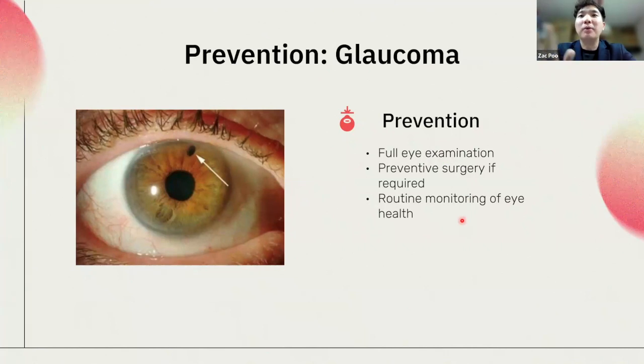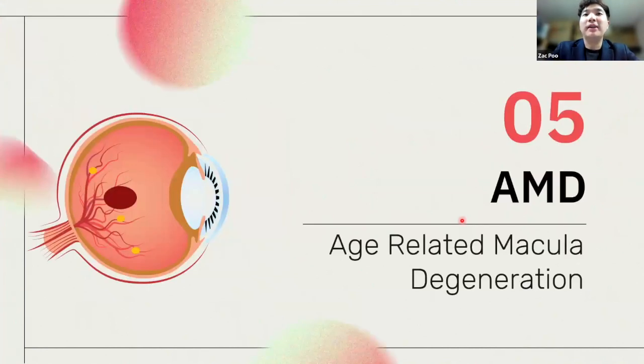But it depends on what kind of glaucoma you may have or the risk that you may have. So you have to have it checked first, of course. And the last one here will be age-related macular degeneration. Previously, glaucoma affects your side vision. Now, AMD affects your central vision.